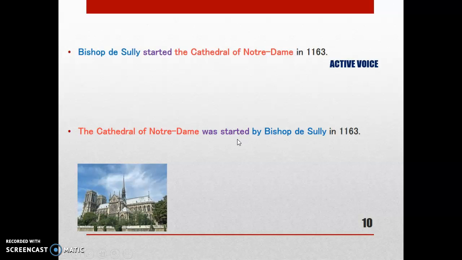Started, no changes here because the verb is regular and it is already modified. In this case, the subject from the active voice is relevant because it's the name of the bishop. So we include it as the agent of the sentence, by Bishop de Salle. Remember to introduce the agent by using the word by, and the complement remains as the final element of the sentence.